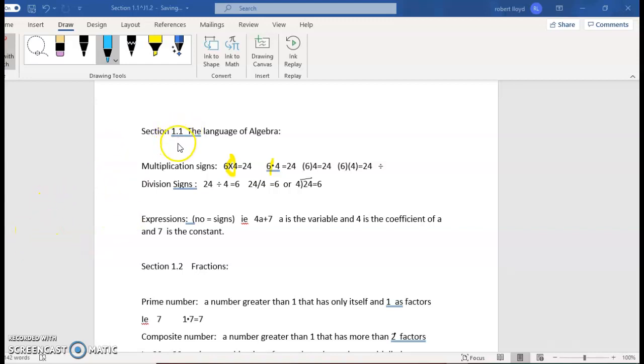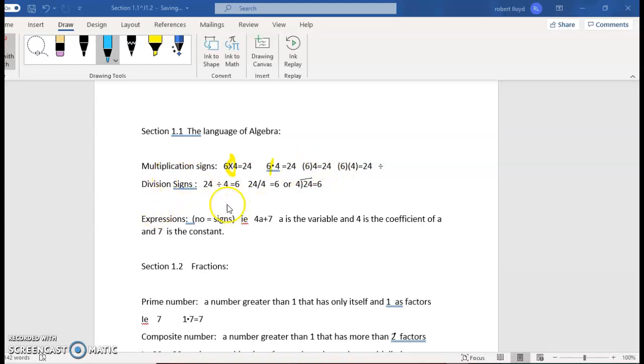Section 1.1, Language of Algebra. Multiplication signs come in a variety of ways. You can have the typical X between the numbers to indicate multiplication. You can have a dot between the two numbers to indicate multiplication. You can have the numbers in close proximity where one of the numbers may be in parentheses or both may be in parentheses, indicating multiplication.